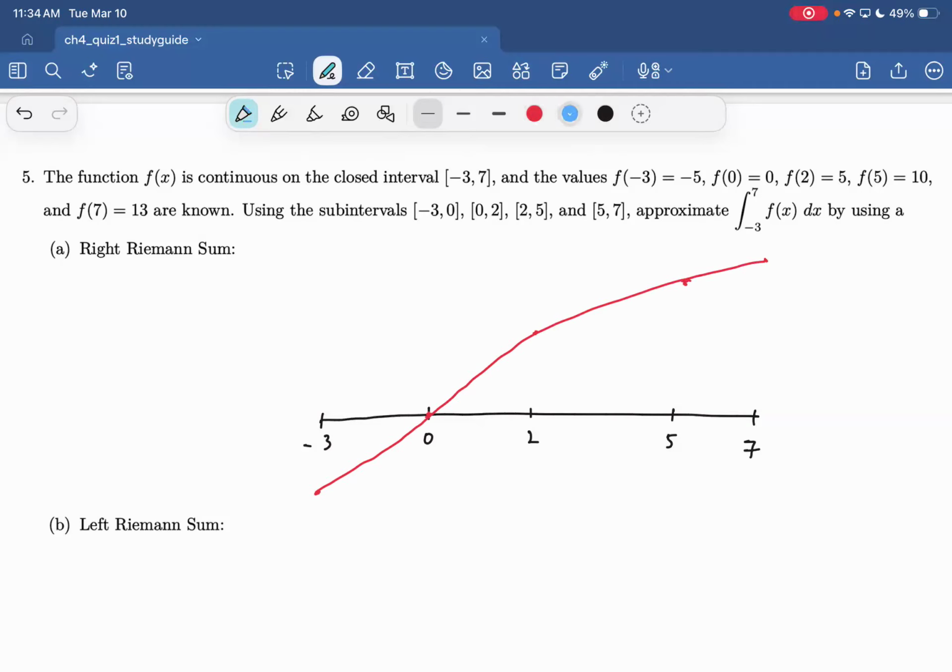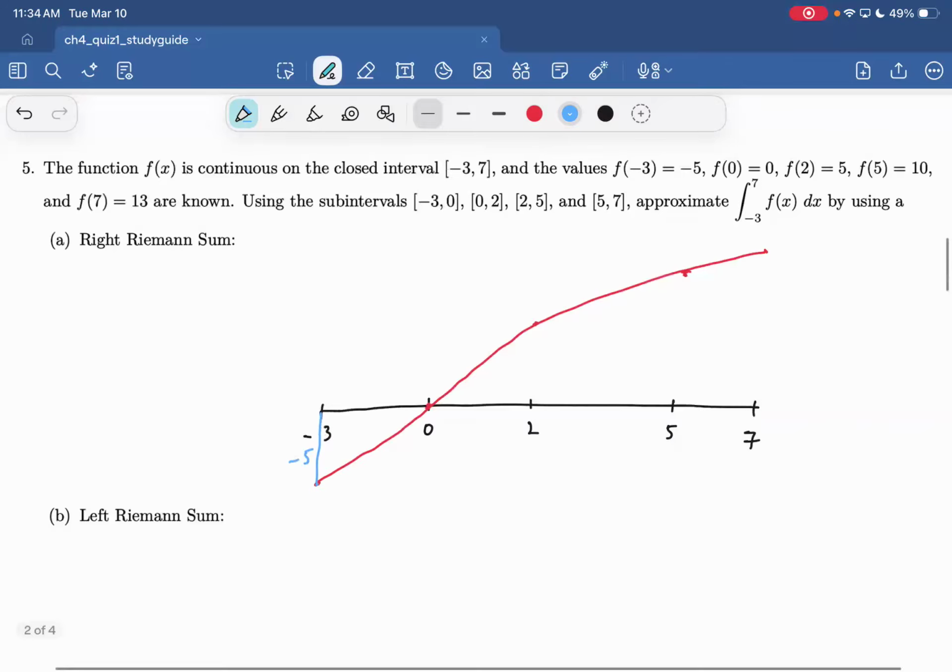So let's look at the heights now. The height of this function at -3, it's below the x-axis, so that's a negative height. It's a height of -5. Height at 0 is 0. Height at 2 is, what is it? It's 5. The height at 5 is 10. And the height at 7 is 13.